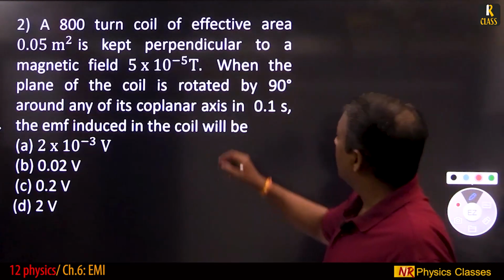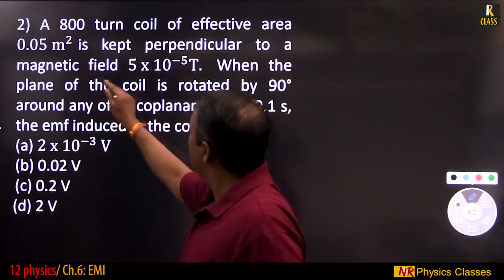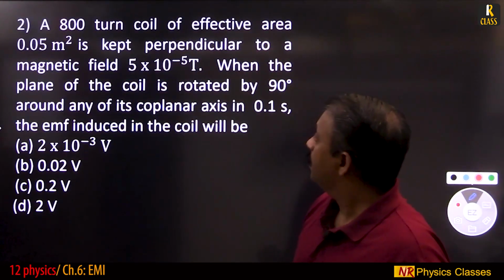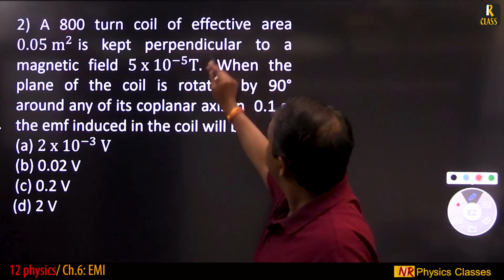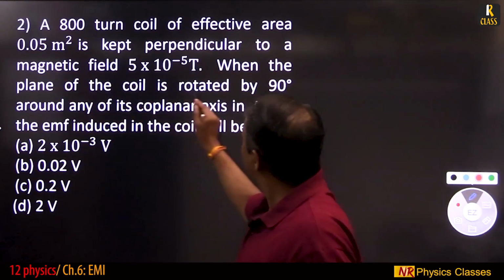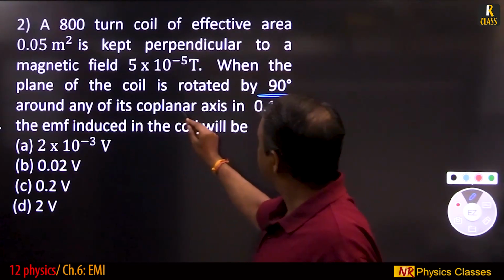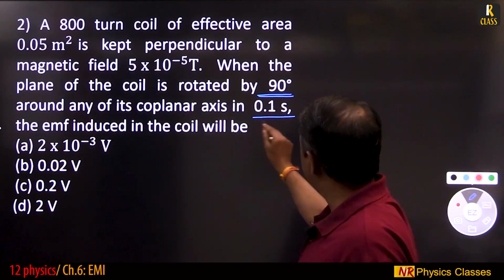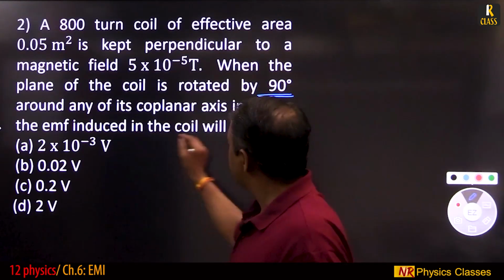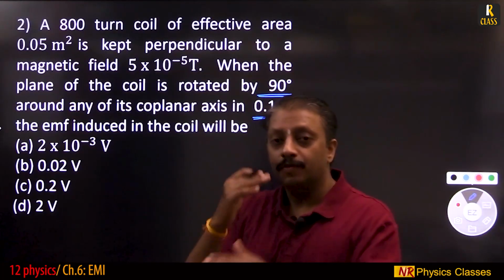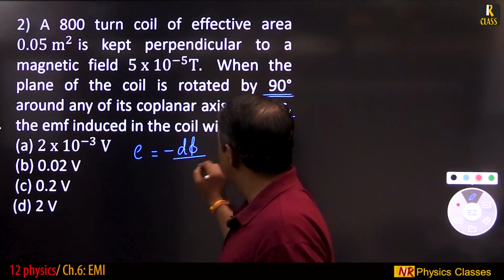A 800 turn coil of effective area is kept perpendicular to the magnetic field. The area vector is perpendicular. When the plane of the coil is rotated by 90 degree around any of its coplanar axis in 0.1 second, the angle changes with respect to time. EMF induced in the coil. So EMF with respect to change in flux. EMF equals minus d phi by dt.